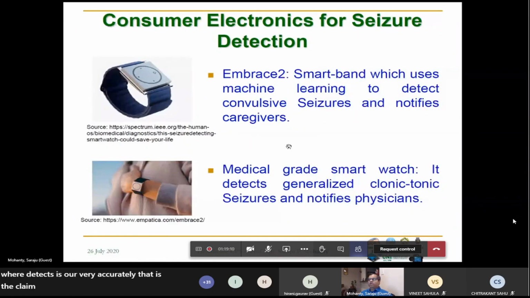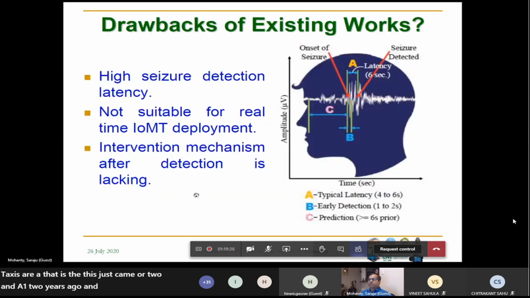And here is another type of consumer electronic device, a smartwatch, which is obviously not based on EEG data, but it is able to detect seizure. This just came 2 years ago, and people are trying. What we have been trying is to address some drawbacks that people have. We see that seizure detection latency is very high, and most of them are not suitable for IoMT deployment, and an intervention mechanism, that is control, is lacking.